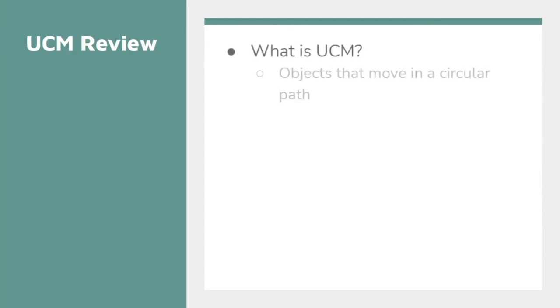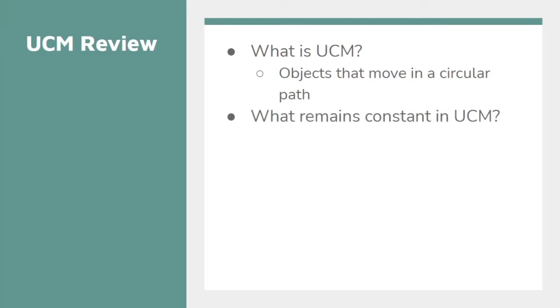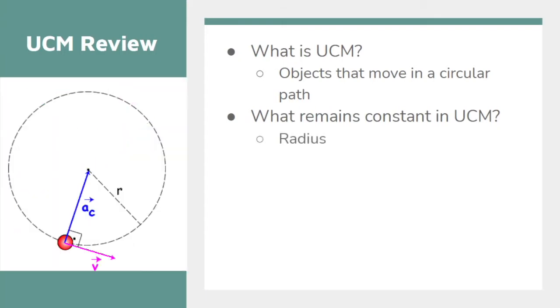What is UCM? Like we said, it's uniform circular motion. That means that objects that move in a circular path exhibit uniform circular motion. Let's talk about what remains constant in this uniform circular motion. As these objects are moving around in a circle, what things do we know are not going to change? Well, the radius of that circle is not going to change. It's going to have the same radius the entire time it undergoes uniform circular motion.